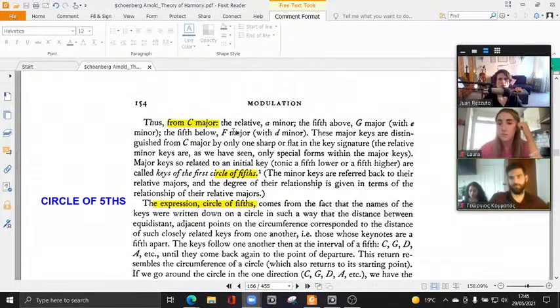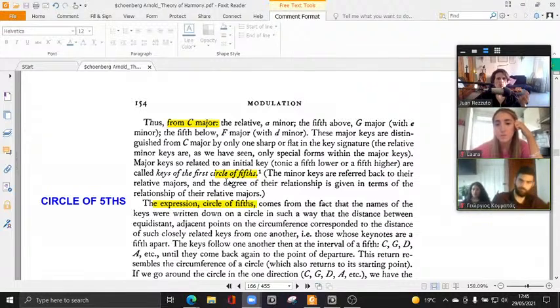Thus, from C major, the relative A minor, the fifth above, G major with E minor, the fifth below, F major with D minor. These major keys are distinguished from C major by only one sharp or flat in the key signature. The relative minor keys are, as we have seen, only special forms within the major keys. Major keys related to an initial key, tonic fifth lower and fifth higher, are called keys of the first circle of fifths. Now, attention, because this concept is not very common.